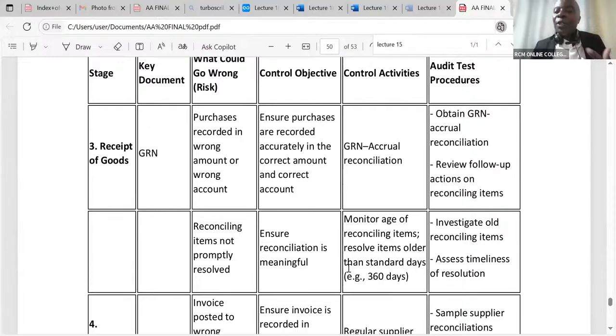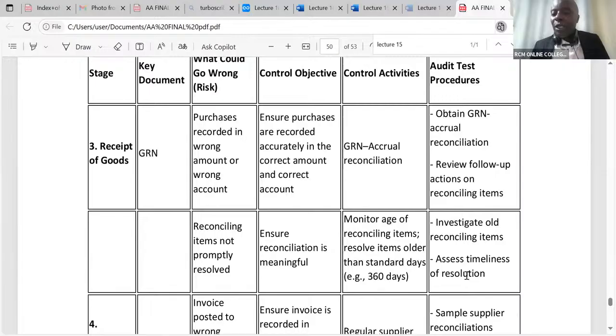If non-reconciling items, ladies and gentlemen, are not resolved for a whole year, then we know that there is a problem. Then as an auditor, what will I be doing when I'm called to look at this risk and the controls that we have? I will investigate all old non-reconciling items and assess timeliness of resolution.